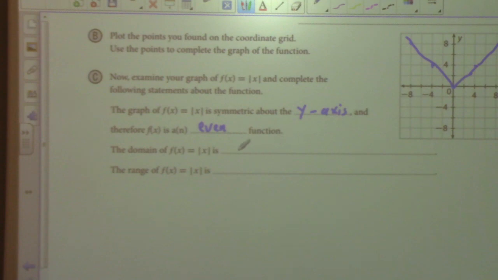And so the domain is going to be, what is our domain going to be? This thing here, right? And what is our range going to be? Okay, so that's really it. Do you have questions about that? No, pretty good. Okay.